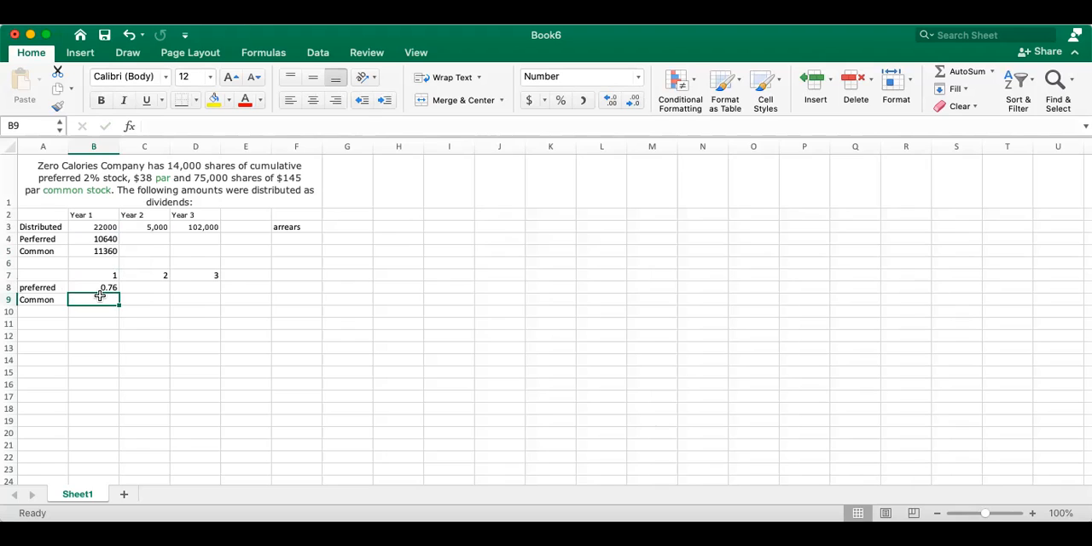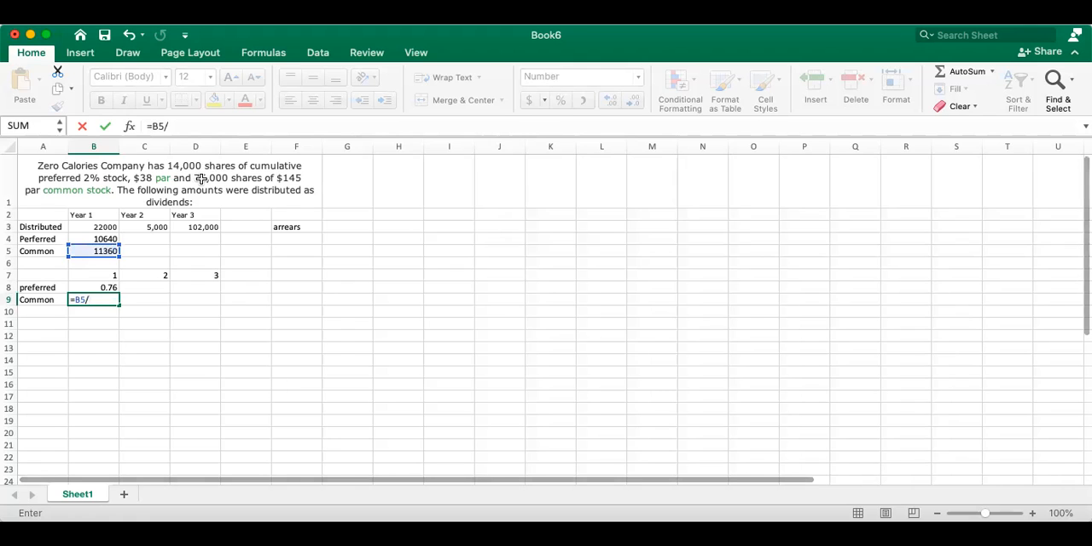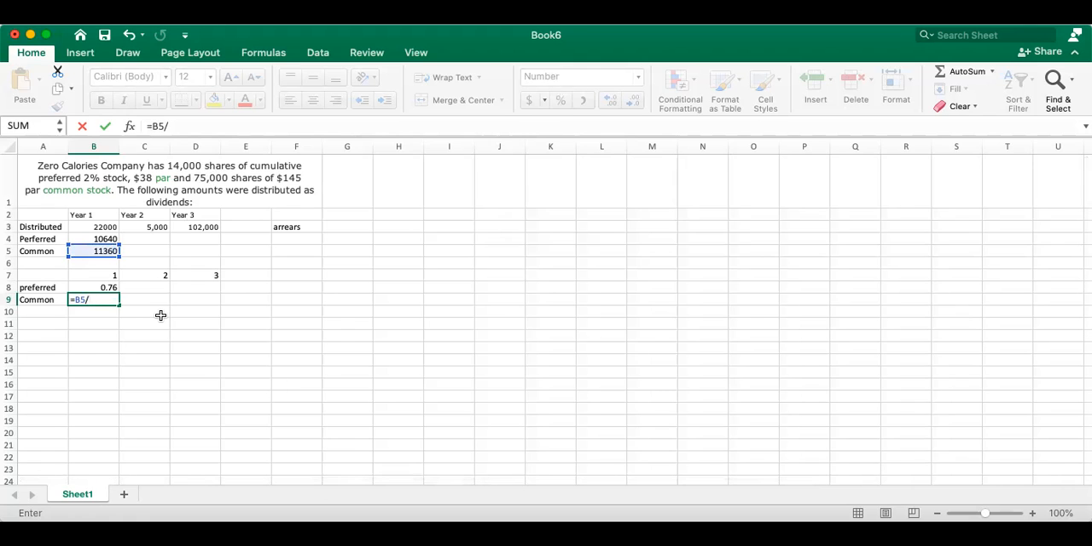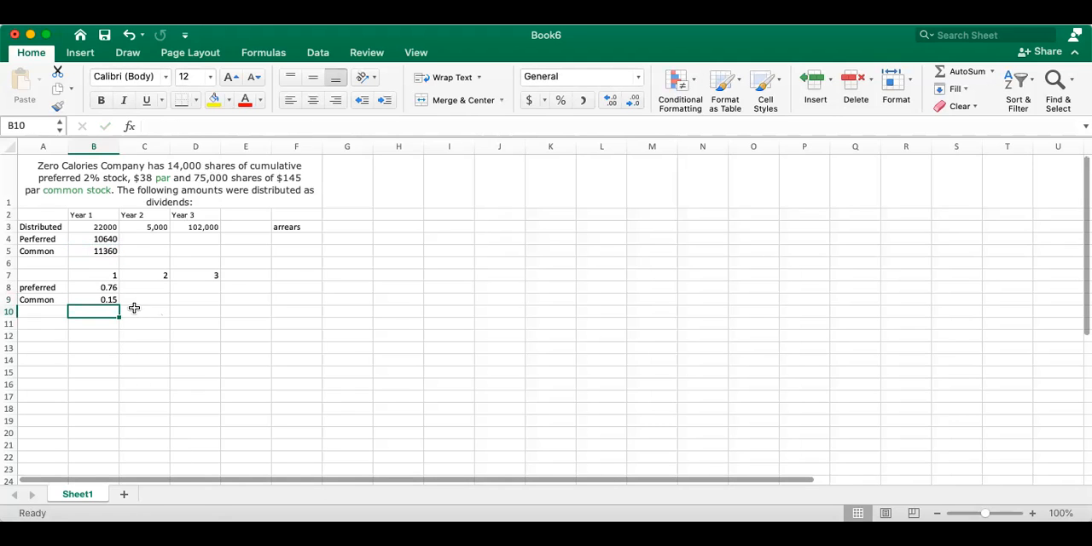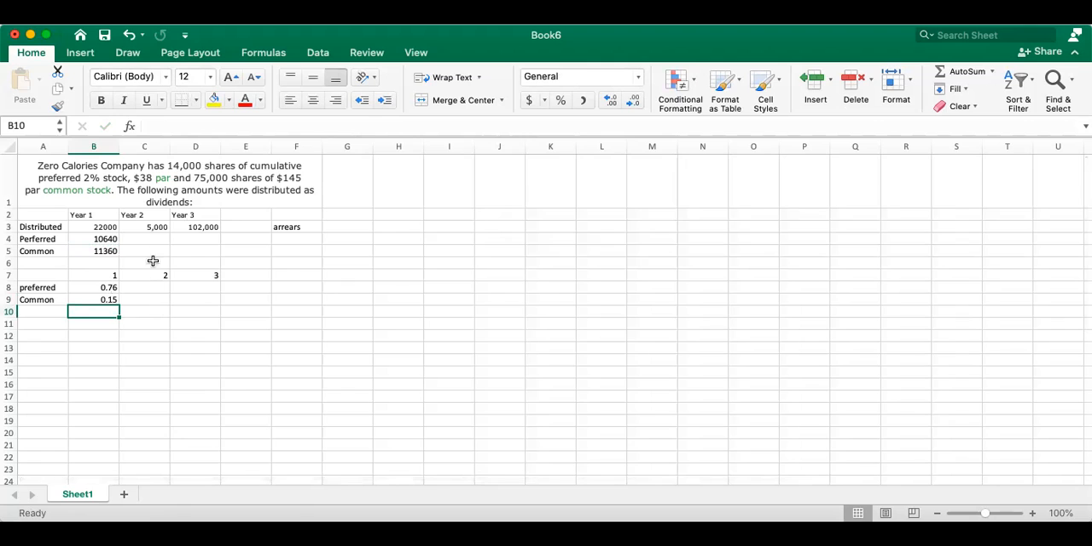Now on the common side, I'm going to take the 11,360 and divide that by this 75,000 shares, and I should get 0.15. Okay, all right, next one, year two.